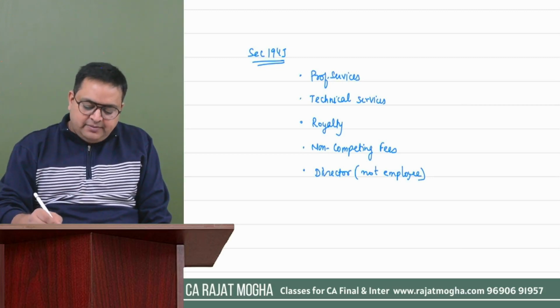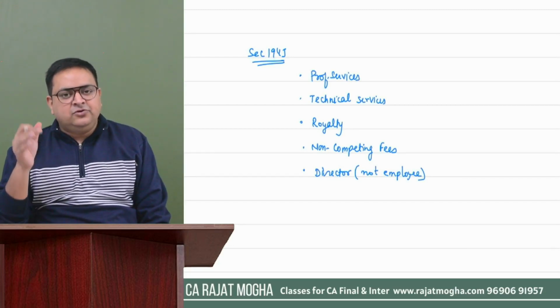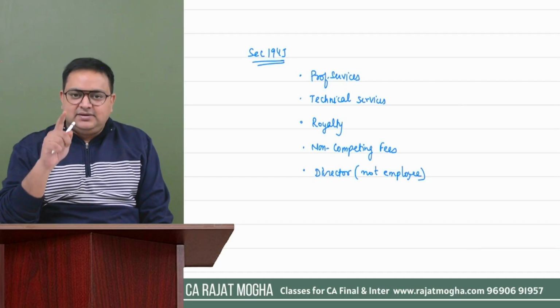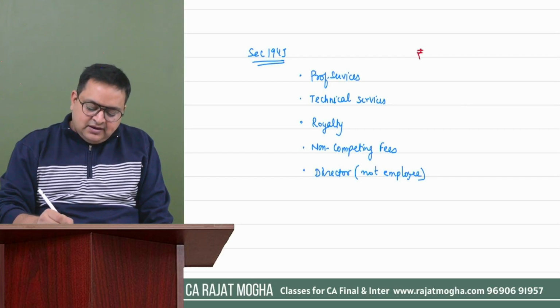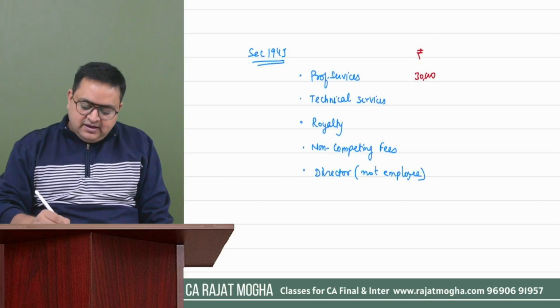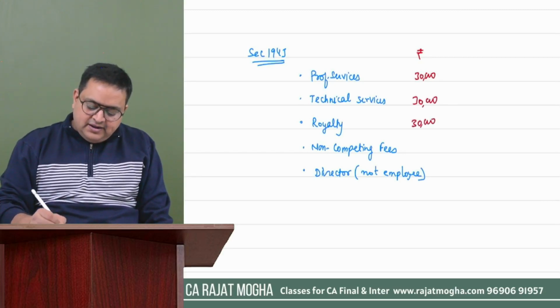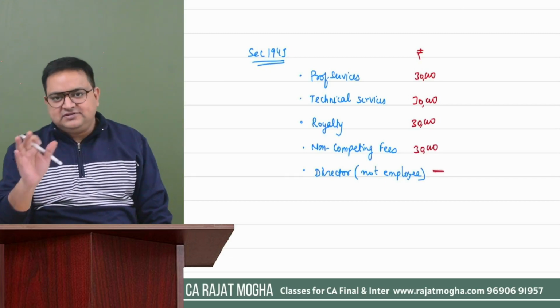What is the threshold limit? The threshold limit is 30,000 rupees. If you are paying more than 30,000 rupees, then only TDS under section 194J will be applied. But here it is important that you see this 30,000 separately for professional services, separately for technical services, separately for royalty, separately for non-competing fees, and for directors there is no such limit of 30,000.